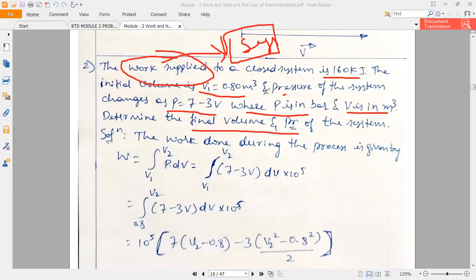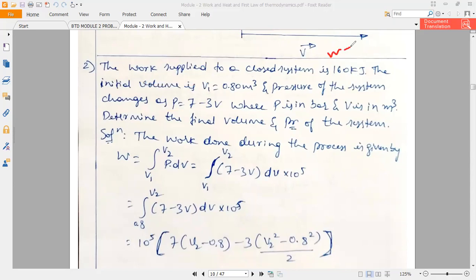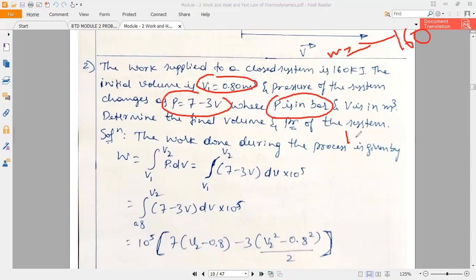See, in this problem, the work supplied means you are giving work to the system, which means the sign is negative. The given work done is equal to minus 160 kilojoule, because the work is applied to the system. The initial volume is given and the pressure changes as P is equal to 7 minus 3V, and this is very important, where P is in bar. Don't forget this one. P in bar means 10 to the power of 5 Pascal or Newton per meter square.